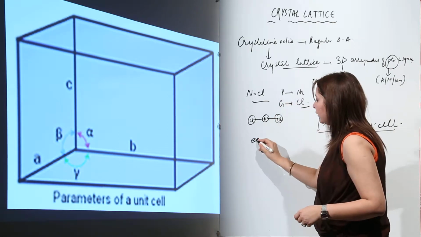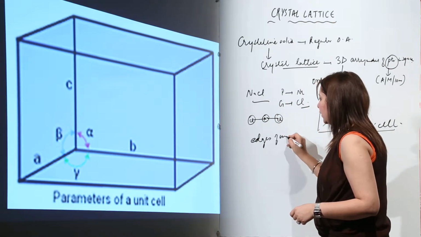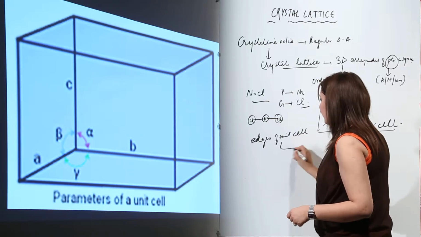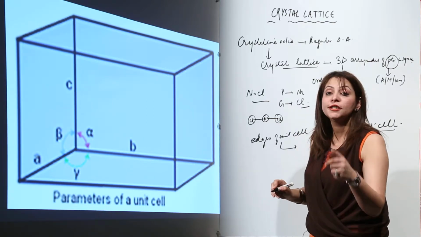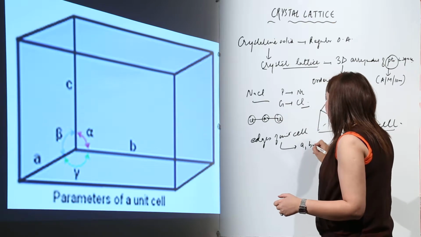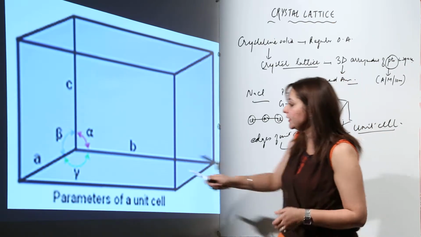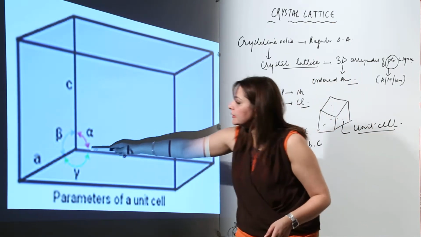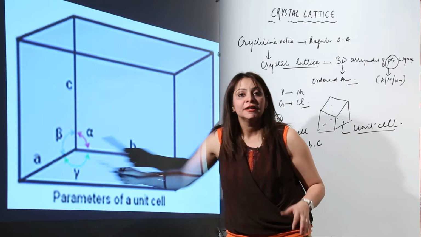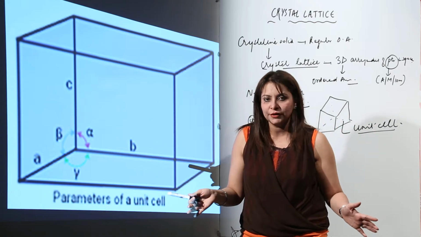So we have the edges of the unit cell, and they are denoted as A, B and C. Here you can see this is B, this is C, and this axis is A. That is why it is a 3-dimensional structure, right.